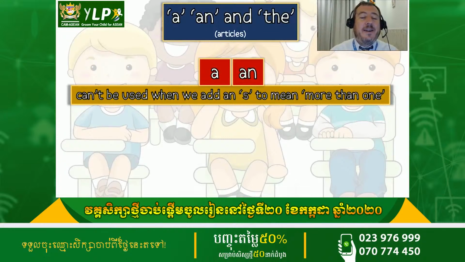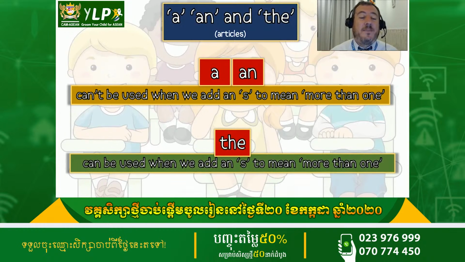So because we can only use a and an to talk about one thing, we can't use them with nouns that we put an s on the end, because remember, when we put s on the end of a noun, it means more than one. Okay, so we can't say, could you get me a chairs? A chairs. It doesn't make any sense because a means one. Chairs with an s means more than one.